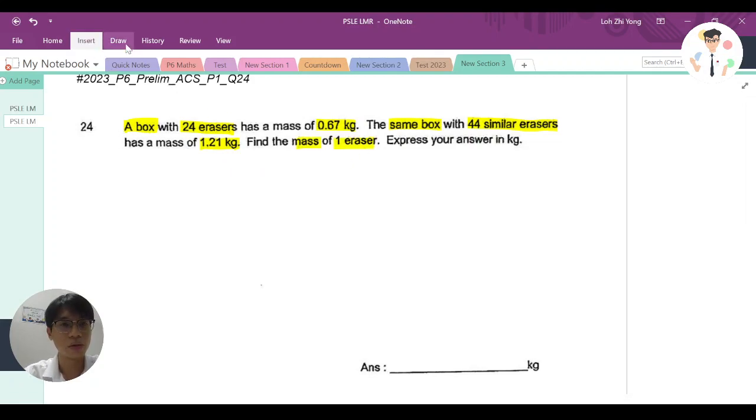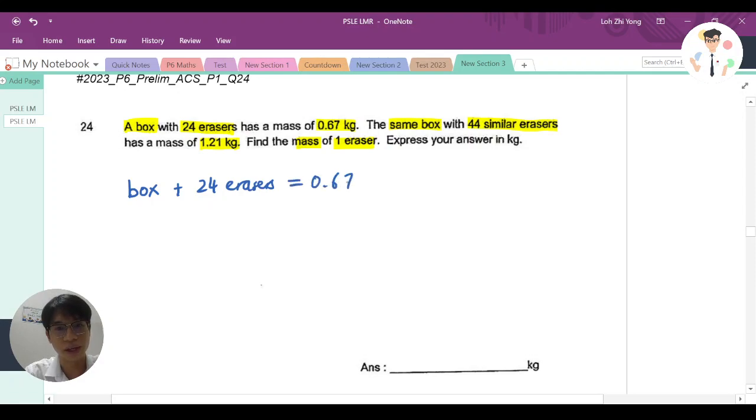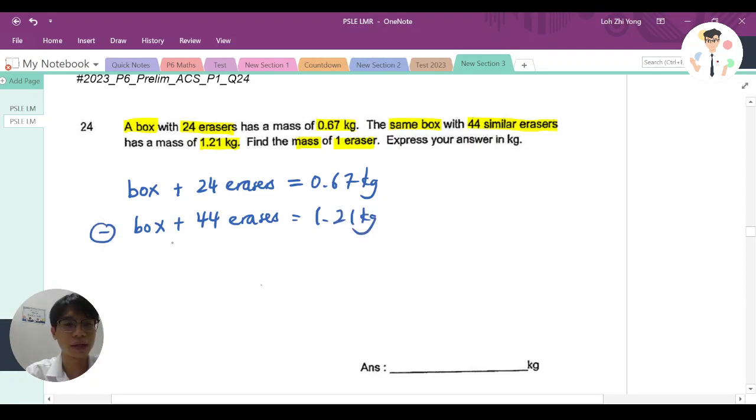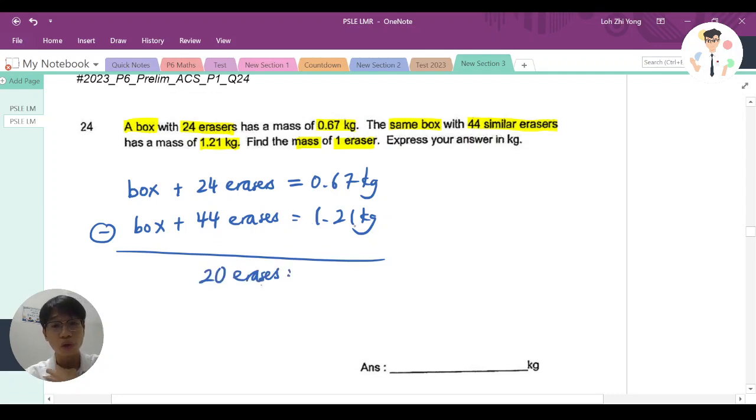Okay, so I can actually write like this: box plus 24 erasers is actually 0.67 kg. The same box, one box, plus 44 erasers is actually equal to 1.21 kg. So what I can do is minus the box, it disappears. 44 minus 24 equals 20 erasers. And 1.21 minus 0.67, you should get 0.54 kg. And which means that 20 erasers actually is 0.54 kg.